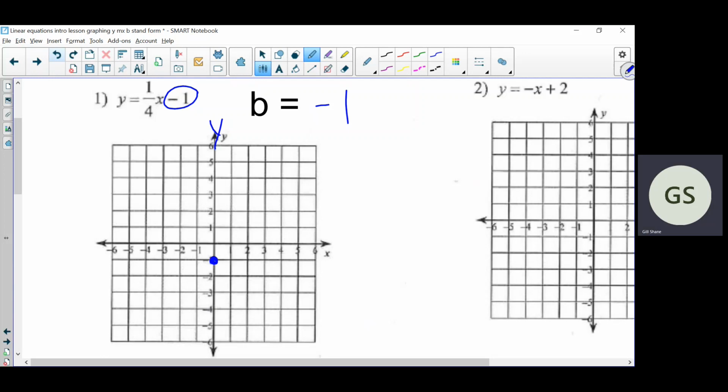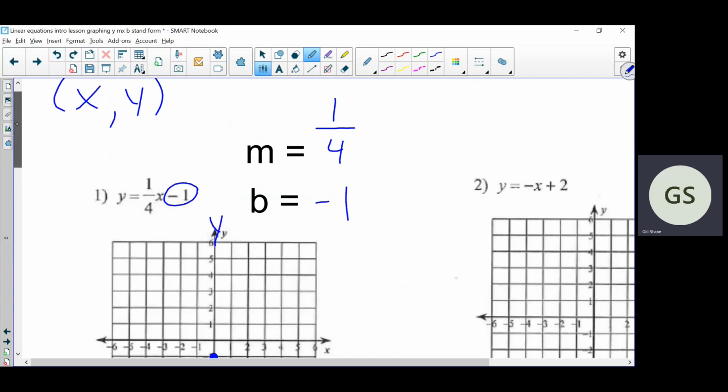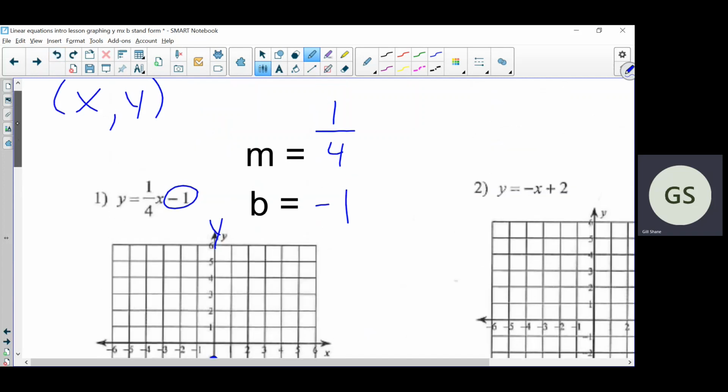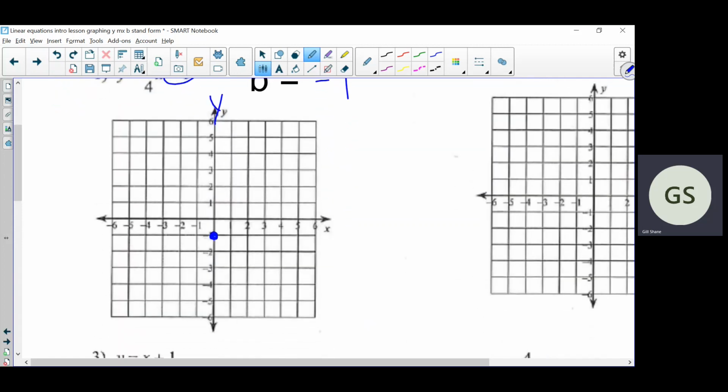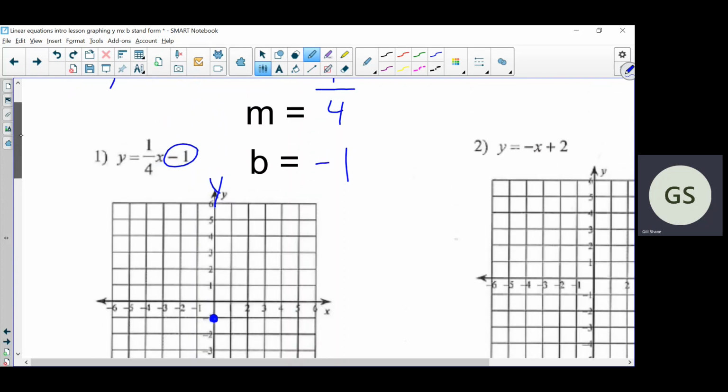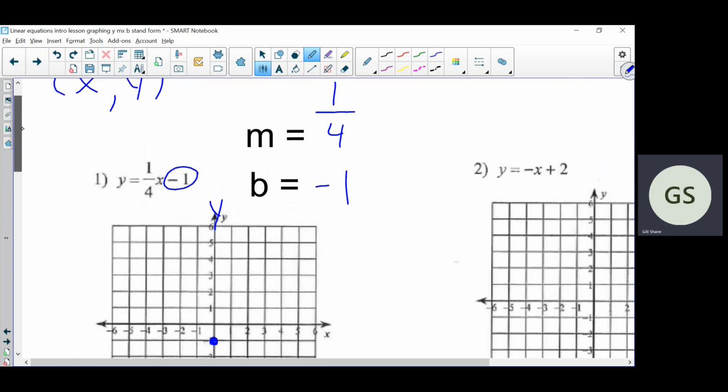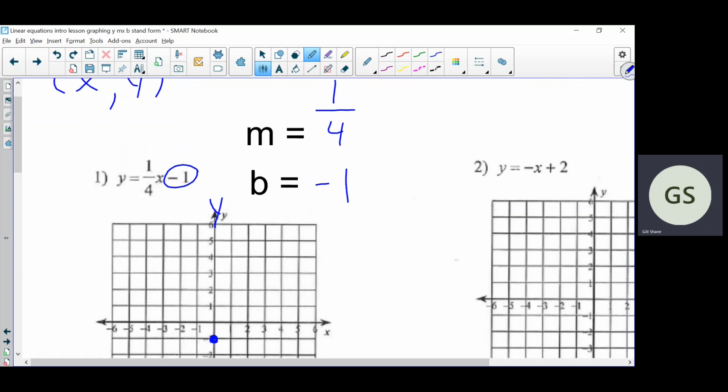That gets you some points on the graph right there, just being able to do that first step. Well, technically the first step was you pulled out the slope and the y-intercept. I don't always ask you to do that though. Sometimes I'll ask you to do it, sometimes I won't. But you need to know how to do it.